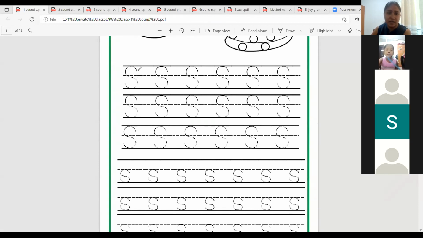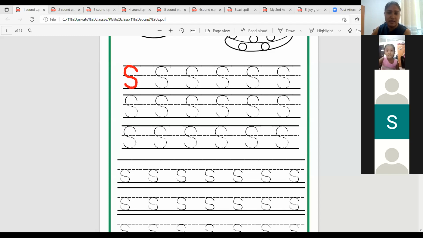Okay, first we start from here. A nice curve. When it comes to the middle, it has to turn to the other side. Then we turn the other side and draw another curve. Okay, this is the way we write.